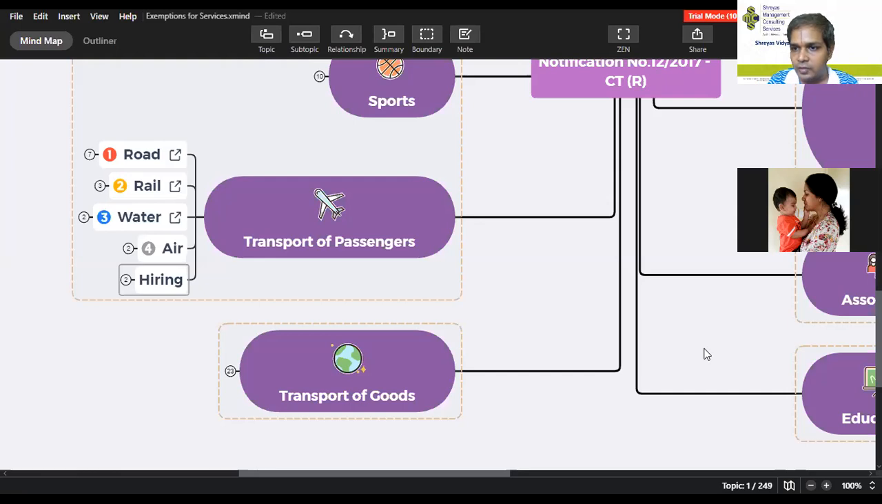Unless mentioned otherwise, all these things you can assume as a goods transport agency. I hope you have noted whatever discussions we had. It's better that you note it down so that you can easily answer these questions. All these are assumed to be GTA unless mentioned otherwise.